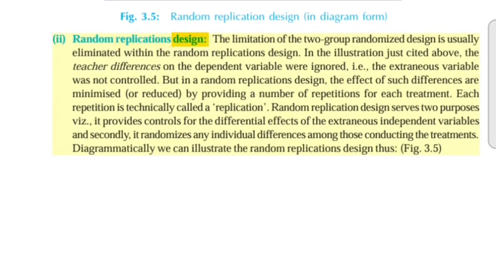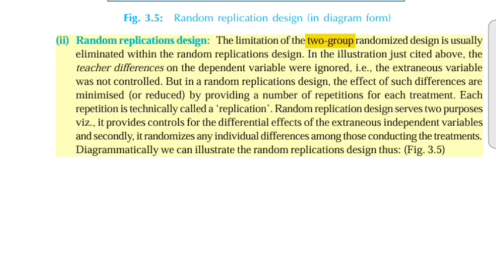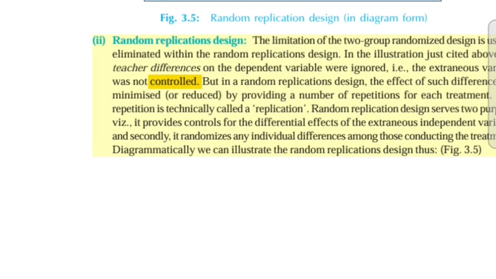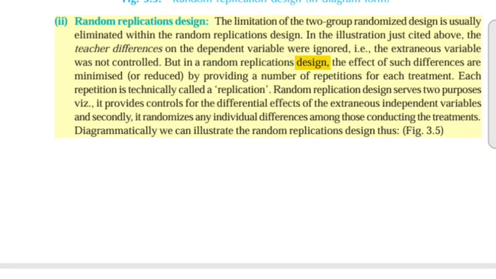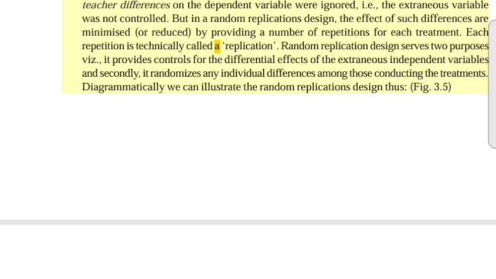Random replications design. The limitation of the two-group randomized design is usually eliminated within the random replications design. In the illustration just cited above, the teacher differences on the dependent variable were ignored, i.e., the extraneous variable was not controlled. But in a random replications design, the effect of such differences is minimized or reduced by providing a number of repetitions for each treatment. Each repetition is technically called a replication.